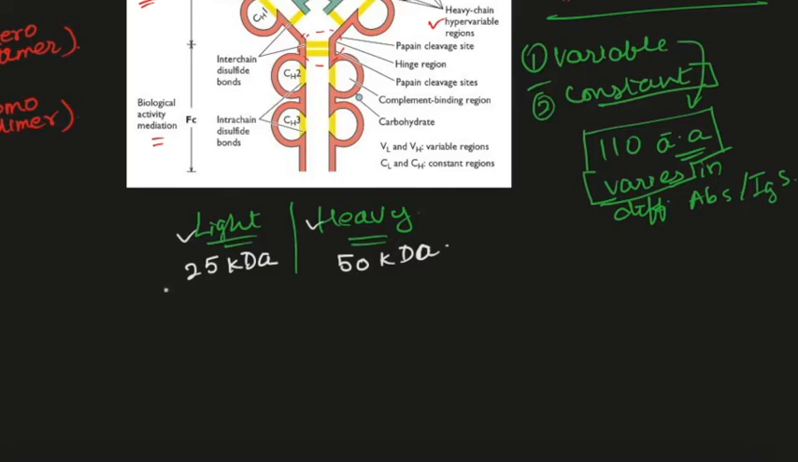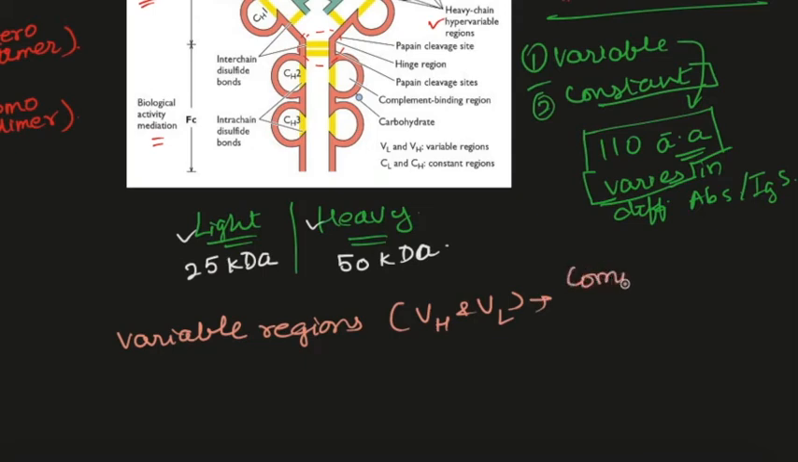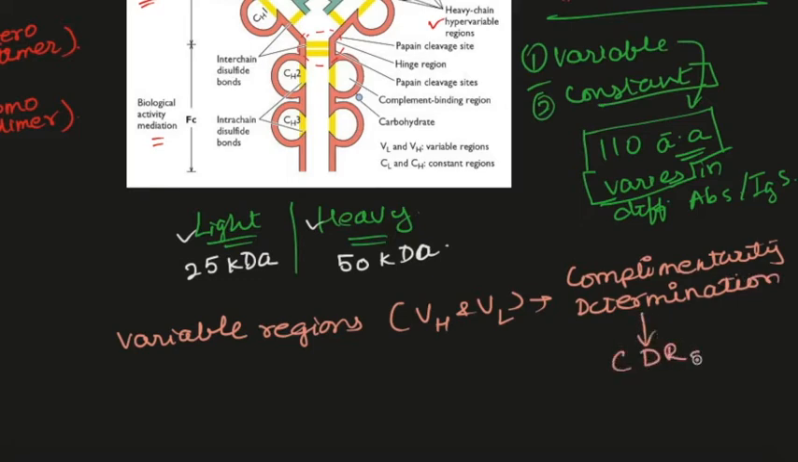Okay. Now one important thing here is that the variable regions, that is VH and VL, are both responsible for complementarity determination, and therefore they are also called the CDRs, or complementarity determining regions.